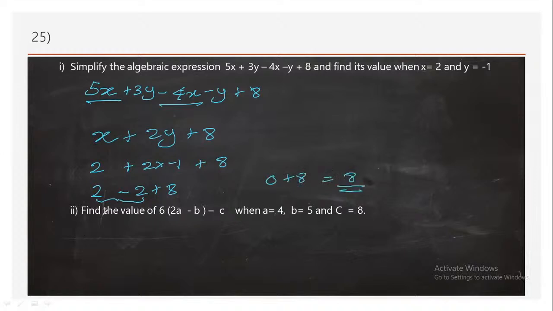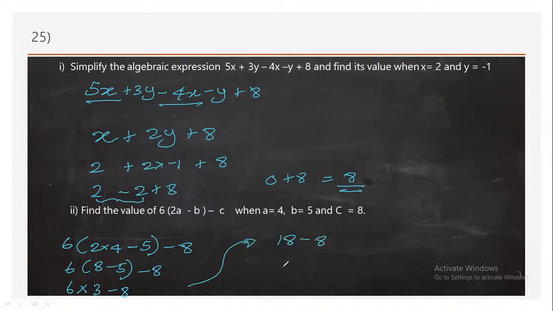Find the value of 2a minus b minus c. Six times 3, 18, minus 8, answer is 10.